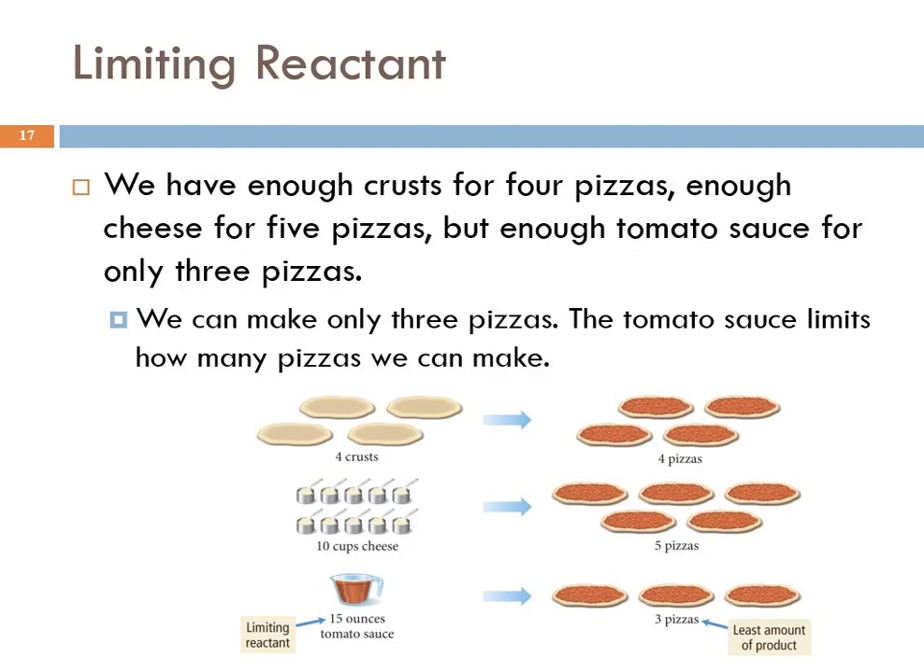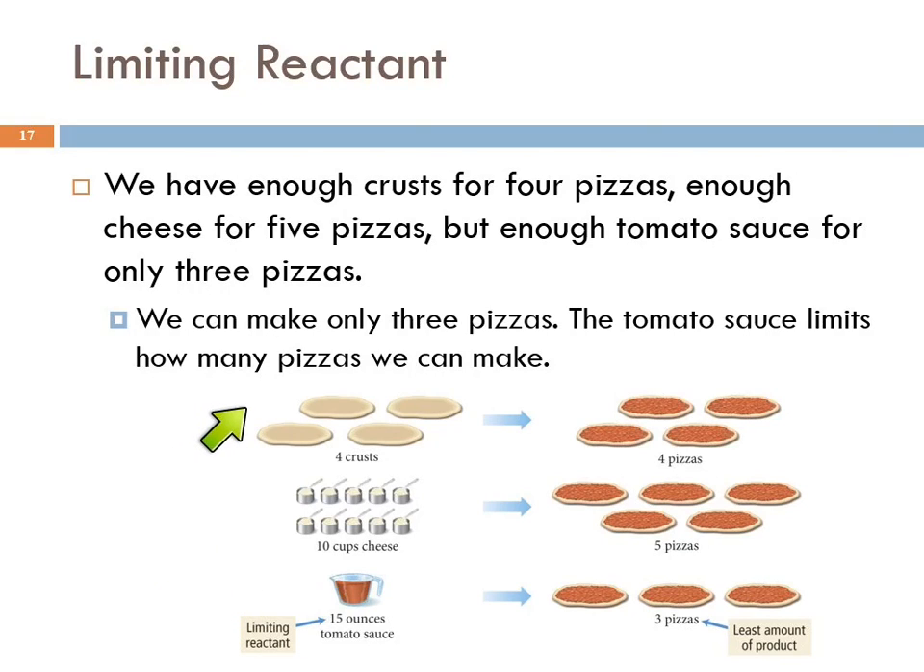So here it is in pictures, just in case your visualization part of your brain was dead today. So we can only make 3 pizzas. And the sauce is what's limiting how much pizza we can make. And so thinking of the ingredients as reactants, we would say that this sauce is the limiting reactant because it limits how much product can be made.